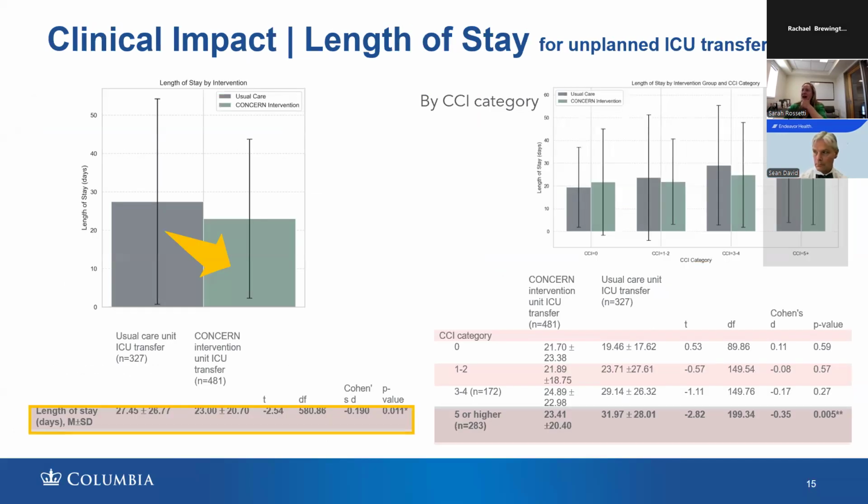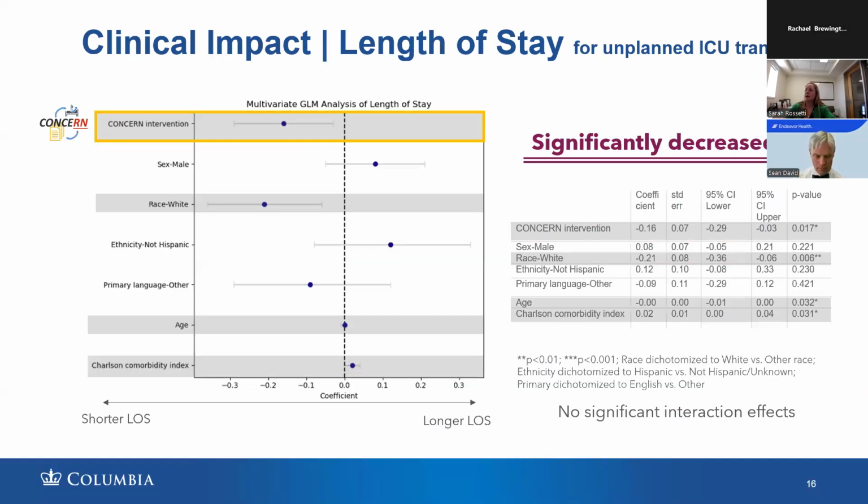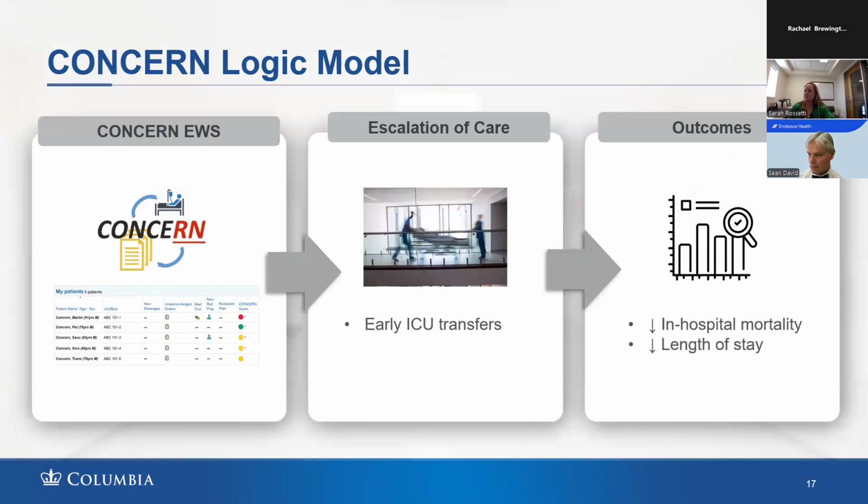We also looked at length of stay for unplanned ICU transfers. And we found that for the concern intervention units, they had a lower length of stay. This was particularly true for those with a higher Charlson comorbidity index score. And this is just another way to look at that data to show that they did have a significantly decreased length of stay in the concern intervention units.